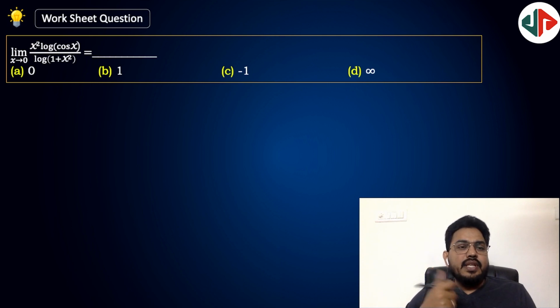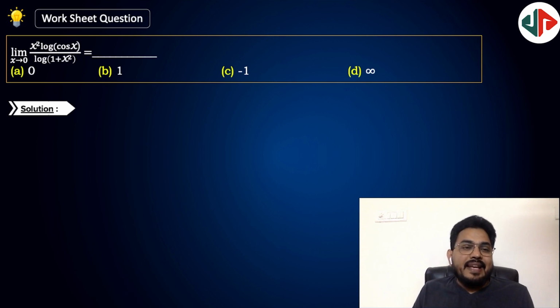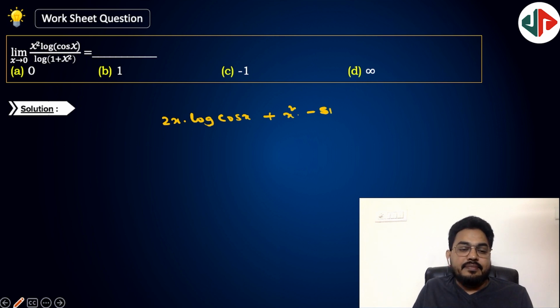Limit x tending to 0, x square log cos x by log of 1 plus cos x. Clearly it is 0 by 0 form. So what can you go for? Do you want to go for expansion or L'Hospital? Whatever. I would suggest you go for the L'Hospital rule. So the numerator is 2x into log of cos x plus x square into derivative of log of cos x, which is minus tan x.